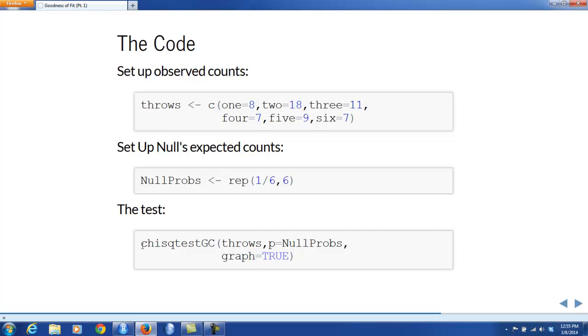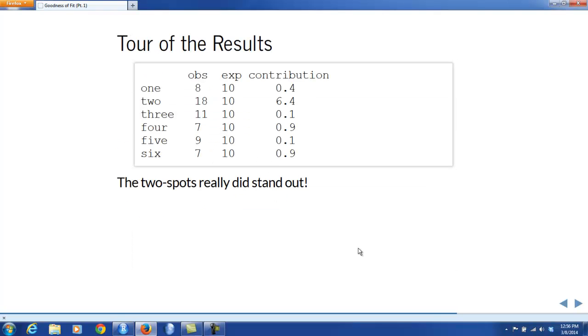The syntax for the chi-square GC function is simply to put in the observed counts, and then, using an argument p, set p equal to the null probs. If you'd like a graph of the p-value, you can also set the argument graph to true. Here's a little tour of the results. The output starts with a statement of the observed counts. Also, the function takes the null probabilities, takes into account how many rolls there were, and computes the expected counts for each cell. That's where it gets the column called expected.